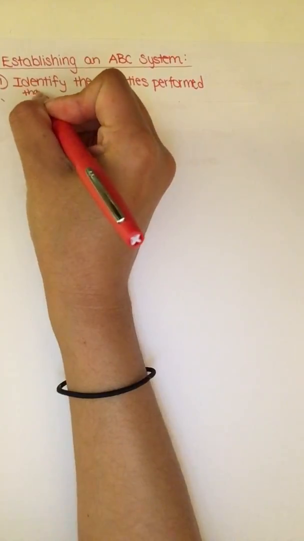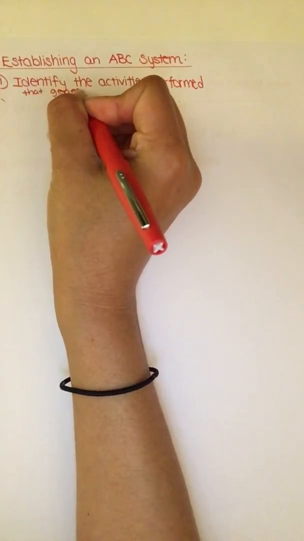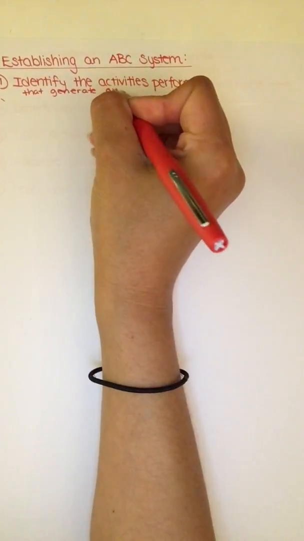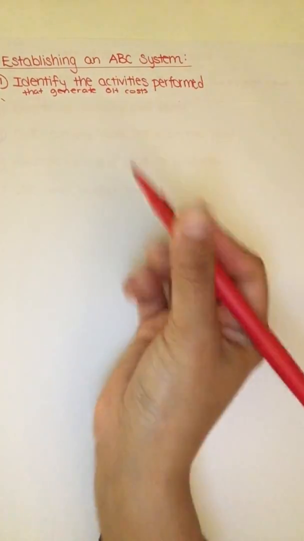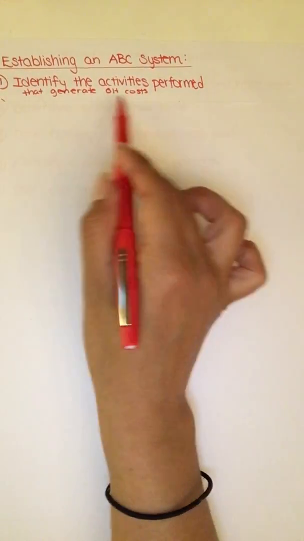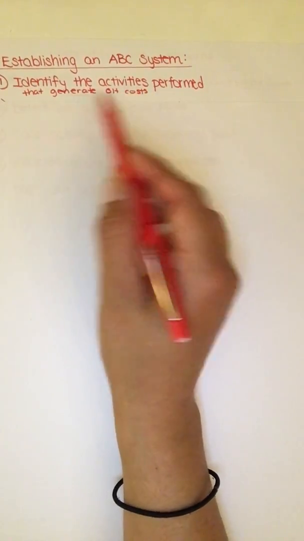So identify the activities performed that generate overhead costs. Your book just says that first line, but just so you know what it means, you want to identify the activities that are generating a cost for the company.